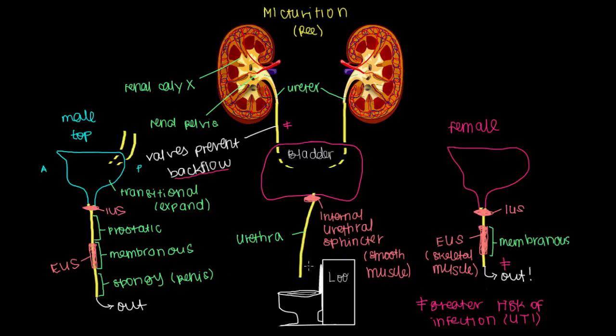Either way, the urine makes it out of the body, goes into the loop, and effectively discards the waste products that we've made in our body that we've filtered and concentrated in our kidneys.